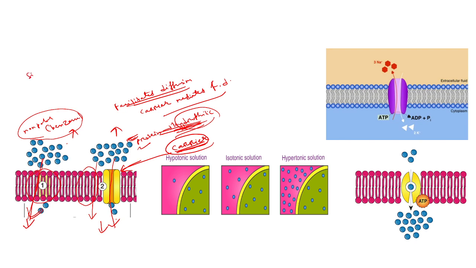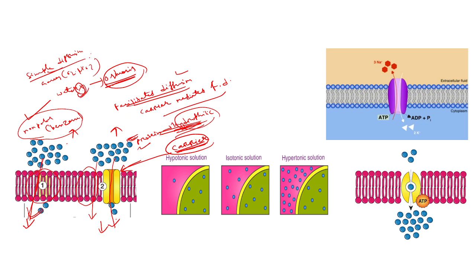One is called the simple diffusion, another is the facilitated diffusion. So what is the simple diffusion? The gases, oxygen, carbon dioxide, and non-polar molecules like benzene, along with water. Water is the exception, that means it transports through the process called osmosis. So osmosis is simply the simple diffusion in which the molecule is only water. That means the movement of water through simple diffusion is called osmosis.